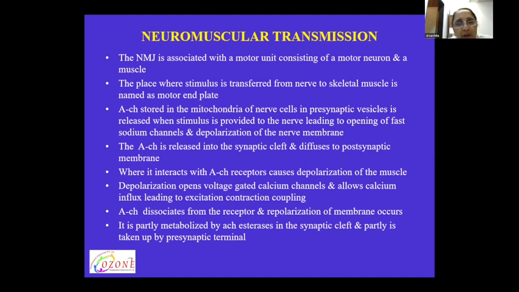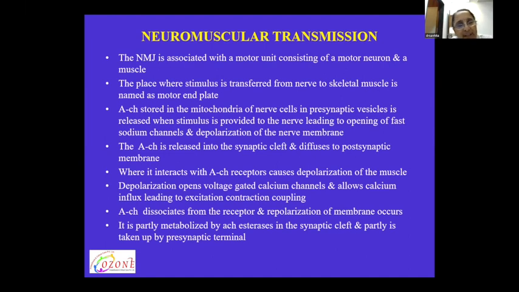Acetylcholine stored in the presynaptic vesicles of nerve cells is released when a stimulus is provided to the nerve, leading to opening of fast sodium channels and influx of calcium, and leading to depolarization of the nerve membrane. The acetylcholine is released into the synaptic cleft and diffuses to the postsynaptic membrane where the acetylcholine receptors are situated.